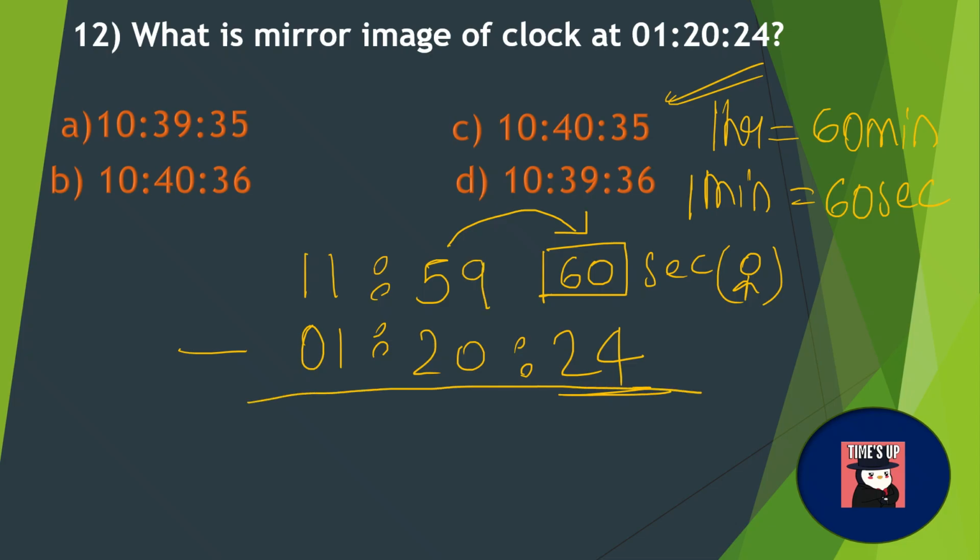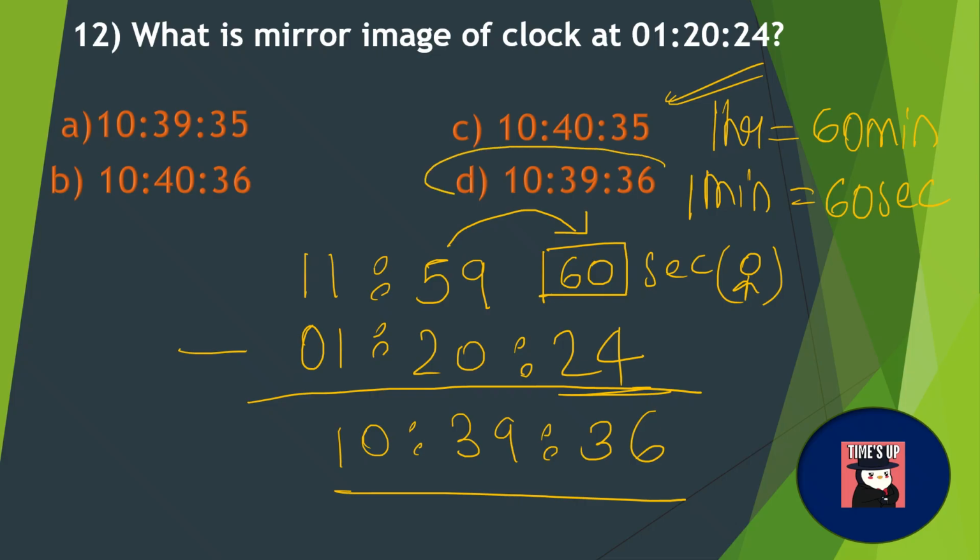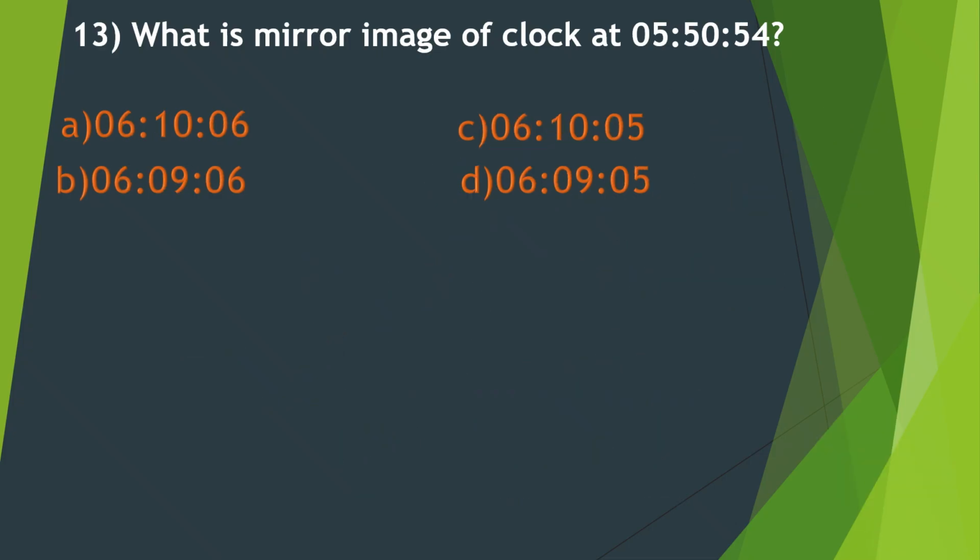Once you subtract, you will get 10 here, 39 here and 36 here. So the answer for this is 10 hours, 39 minutes and 36 seconds. Option D is the correct option. I hope you understood the concept. 13th question on your screen and your timer starts now. Same question, try to solve it.